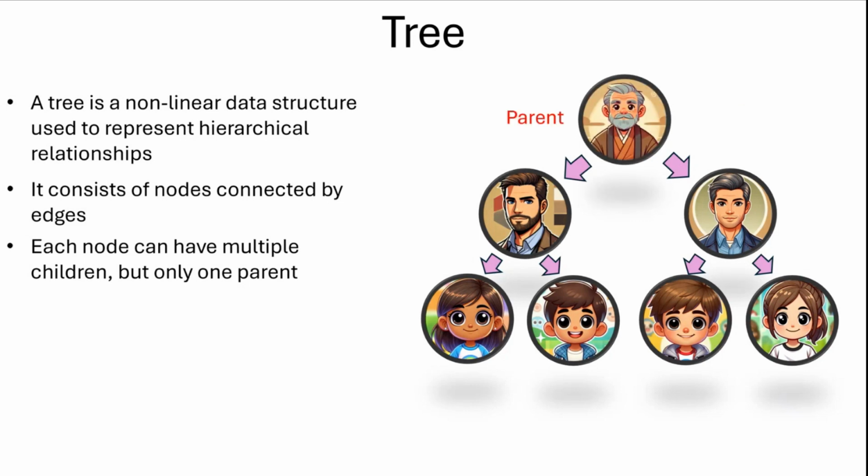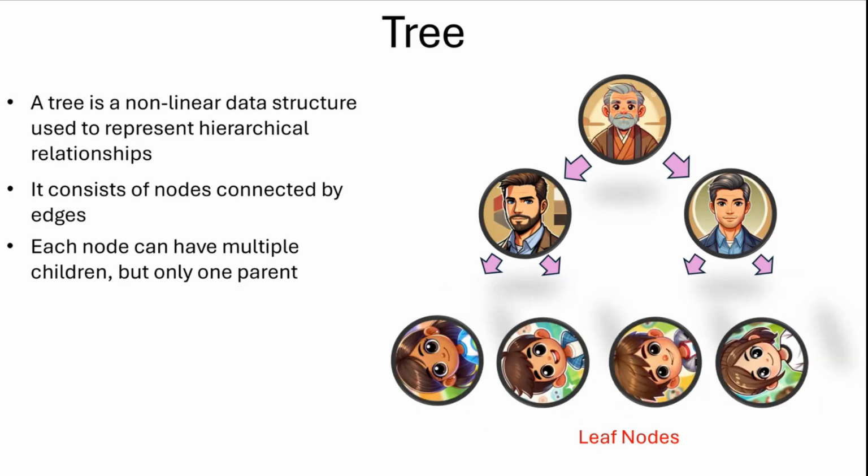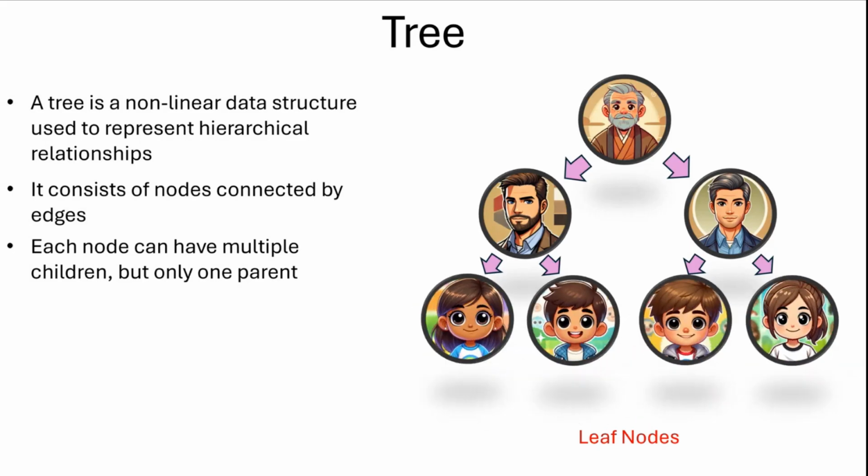If you want to represent the parent-child relationship, if this node is a parent, then the nodes connected down to that node are known as the child nodes. Similarly, if these are the parent nodes, then these are the respective child nodes. And the child nodes which do not have any other child nodes are called the leaf nodes. So the nodes that do not have any children are known as leaf nodes.